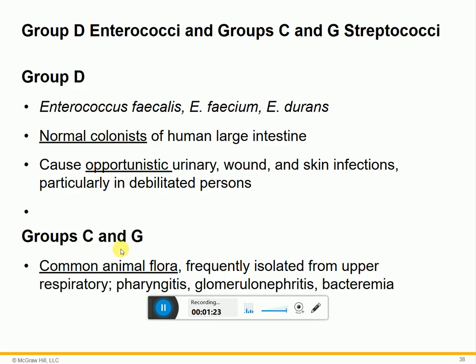Now, groups C and G, these are common flora that can be isolated from different parts of the body and are, again, not very aggressive. If they do reach areas like the kidneys, they can lead to glomerulonephritis, but they're not as aggressive as pyogenes, for instance.